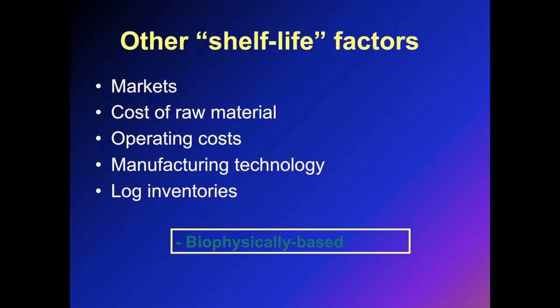The cost of the raw material. In BC, we're having big troubles now with transportation costs. Operating costs. How much waste is there in the processing? What kind of equipment are you using? The manufacturing technology, and of course, log inventories. So that is not what I'm talking about, but I don't want to suggest that those are not important features. In fact, they're probably almost more important than what I'm going to be talking about. I'm limiting my talk to the biophysical changes that happen in the wood.